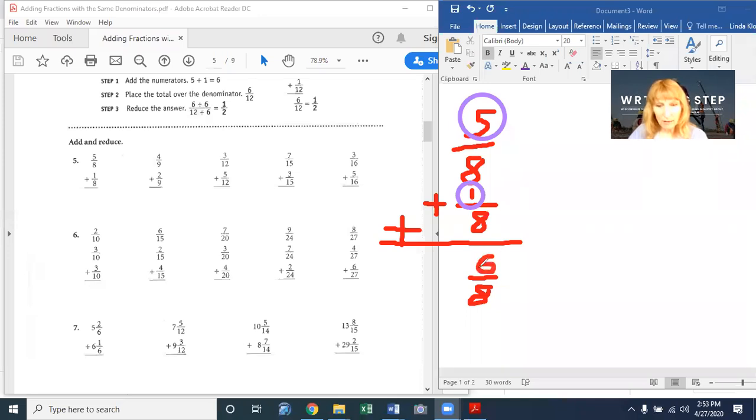So now with the 6/8, you can see that there is a number that will divide into 6 and into 8. It has to be the same number. So I am noticing that if I divide the 6 by a 2 and I divide the 8 by a 2, I'm going to put a line over that, we will get, what is 6 divided by 2? 3. What is 8 divided by 2? 4. So 6/8 is equivalent or equal to 3/4. So the answer for number 5, that first one, is actually 3/4.